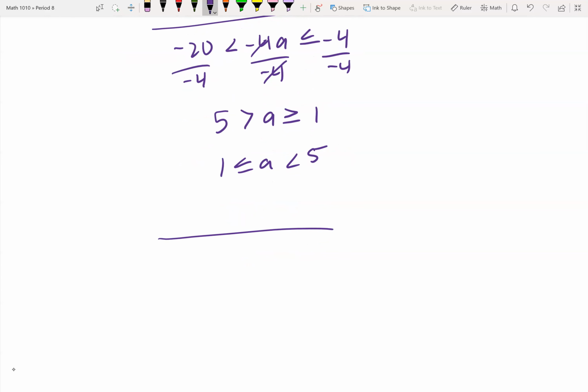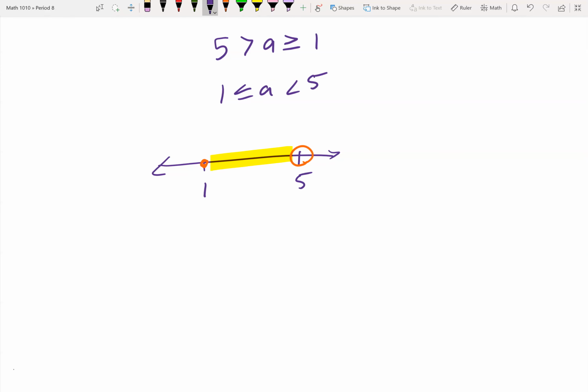And they want us to graph it on a number line. So it'd be 1 and 5. The 1 is closed because I have an equal sign. The 5 is open because I don't. And it looks like that. And that's great. Okay, question 20.